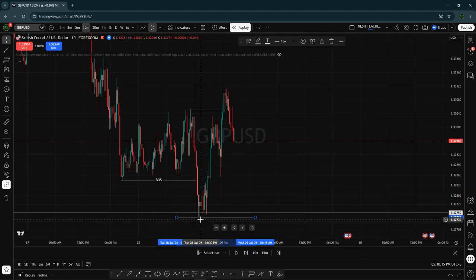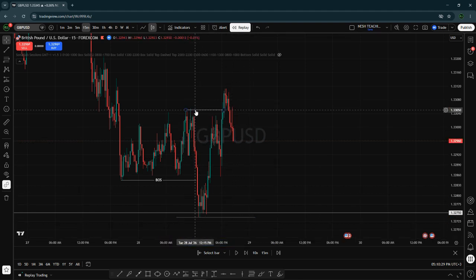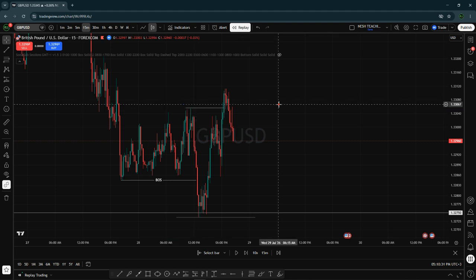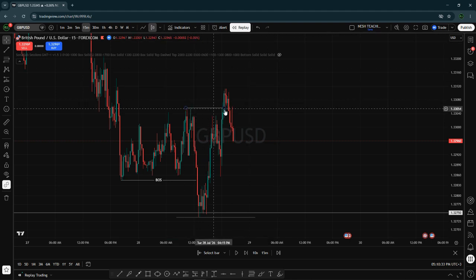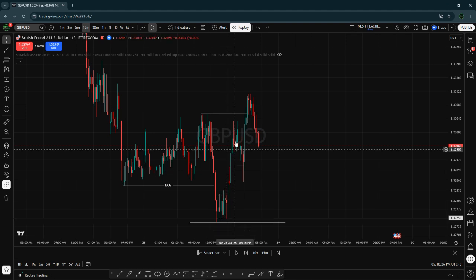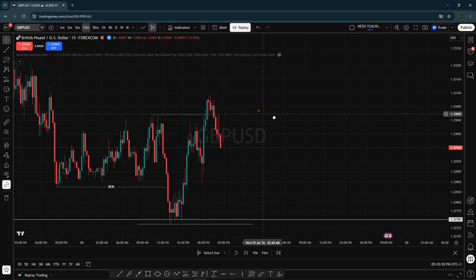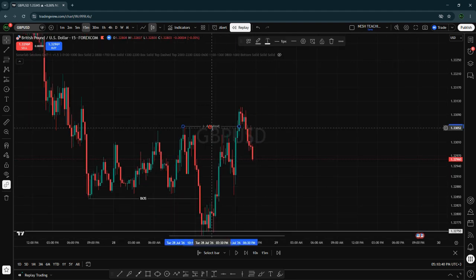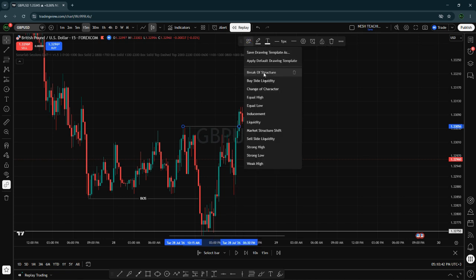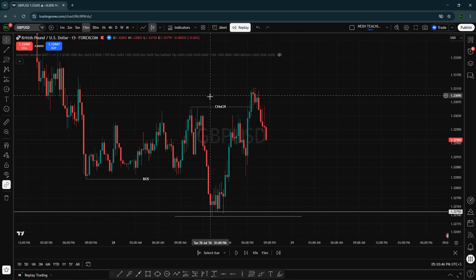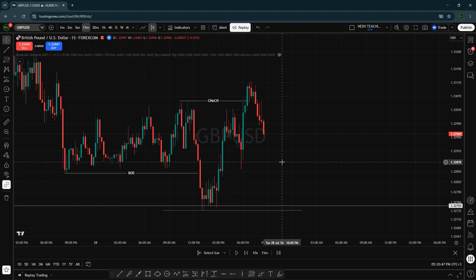Okay, if the market closes below this, that means we are expecting it to continue moving down. It's a downtrend. But if it's going to close above this swing high here, that will change the direction to bullish. And you can see that the market came and closed above this level here. So we can have this as a change of character. That is our change of character.